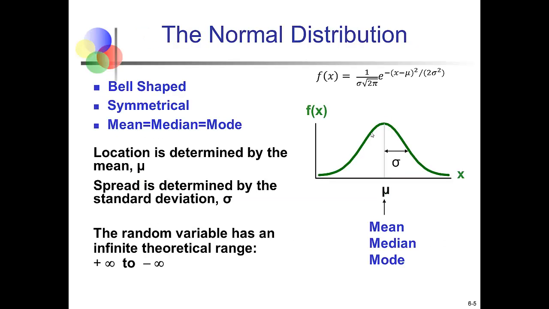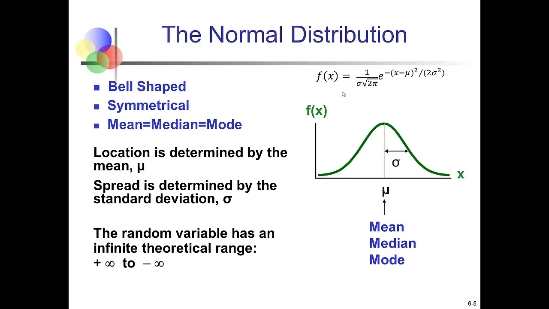The normal distribution is this bell-shaped distribution. The distribution is symmetric about the mean, which means the left-hand side around the mean looks like the right-hand side around the mean. The mean equals the median equals the mode. We actually call this unimodal because there's only one mode, one high point in the curve. The location of this distribution, where it sits on the x-axis, is determined by the mean. The spread of this distribution is determined by the standard deviation. How fat this curve is, is determined by that standard deviation. The values theoretically go from negative infinity all the way up to positive infinity.